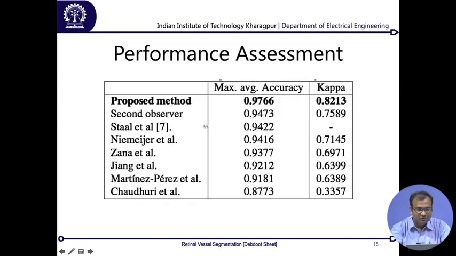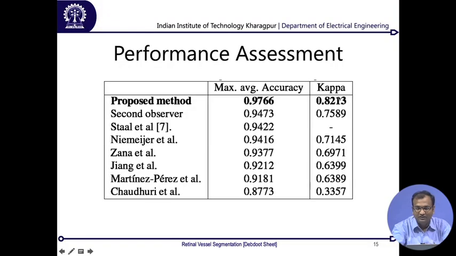Now, to look at a more intuitive numerical aspect, this particular method has an average accuracy of about 0.97. Consider that we are looking at beating the human observer. These methods are now able to overcome the observer's accuracy, that is, the amount of disambiguity between two humans. We are above that, so it means that we are much more consistent than two humans are between themselves, and this is where automation is going to help in the whole diagnostic process. If you look at the kappa score as well, that also indicates the same thing.